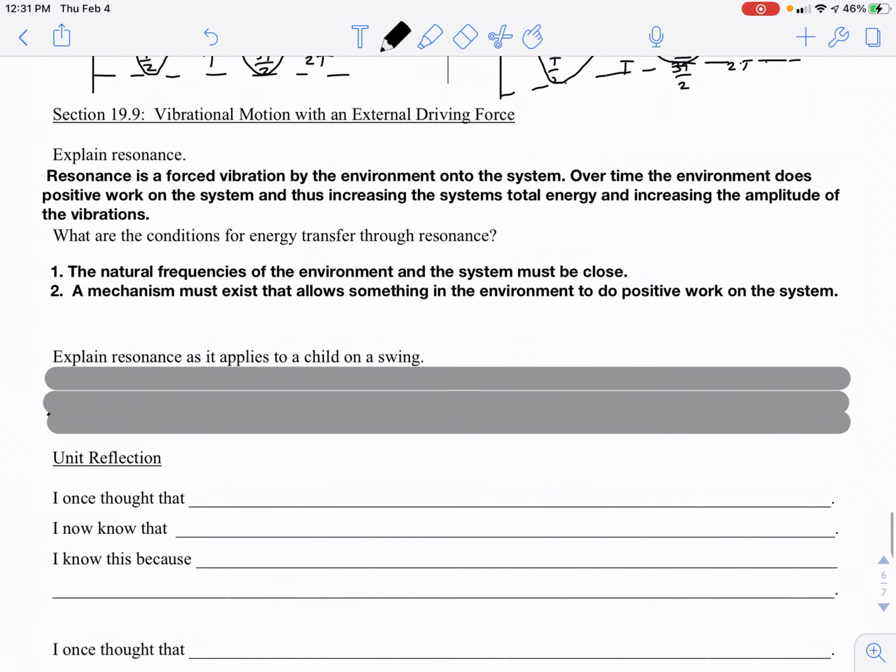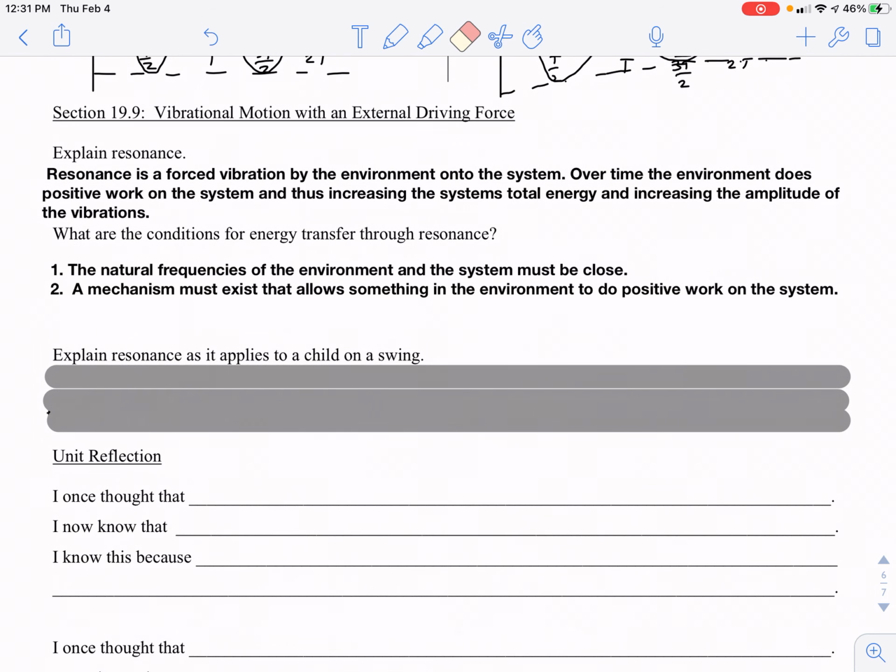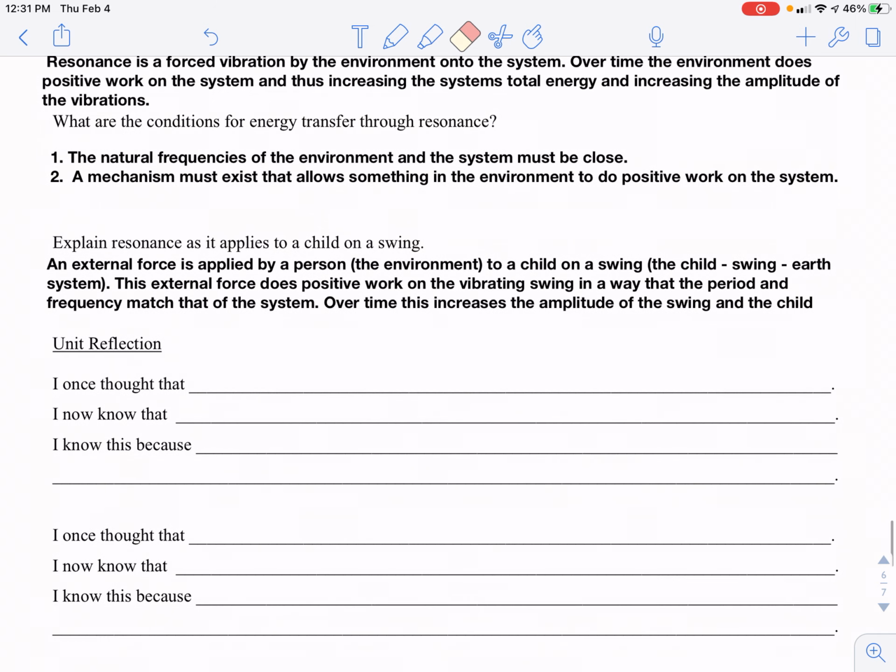The same can be applied to a child on a swing. Let's take a look. An external force is applied by a person. The person would be the environment. Onto the child swing earth system, to be more specific. The external force, meaning the person, does positive work on the vibrating swing. So, for instance, if a parent is pushing a swing and wants to make the child go higher, you push in the direction of the swing. So if the child is swinging down, you push down. You're doing positive work. You increase the energy of the child earth swing system.